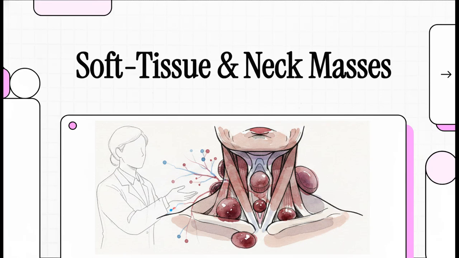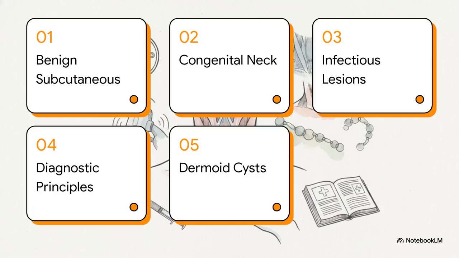Welcome to this explainer. Let's jump straight into our virtual clinical ward walkthrough. We're going to break down some complex soft tissue and neck masses using direct, case-based diagnostics. By the end of this, you'll have a rock-solid framework for spotting these pathologies simply by reading the clinical clues they leave behind. Here's our roadmap for today.